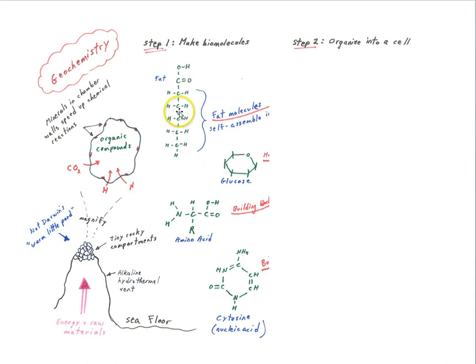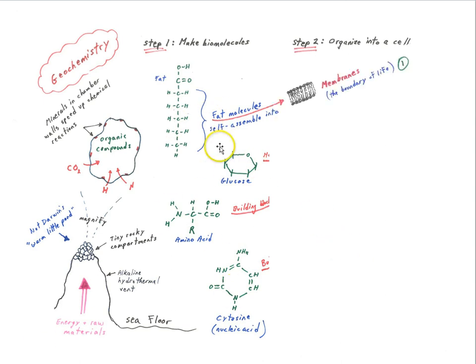Here are four classes of molecules that we find in cells. For example, we have fat molecules. We have sugar molecules, like glucose. We have amino acids, the building blocks of proteins. And then we have these nucleic acids. These are going to be the building blocks of DNA and RNA. So the idea is that in these tiny compartments, the chemistry was going on in such a way as to produce the very kinds of molecules that we find in cells today.